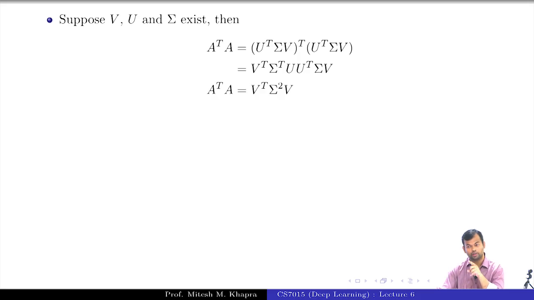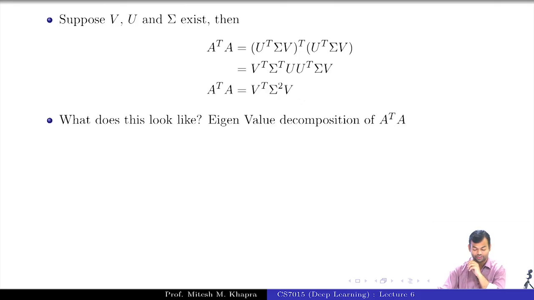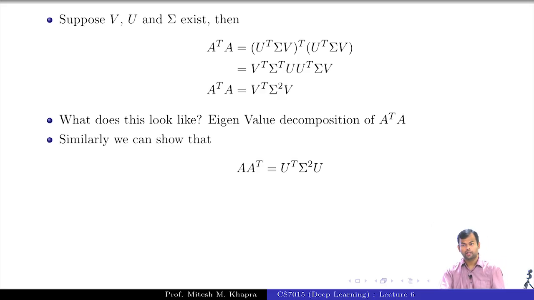So now can you tell me what U would be? Okay, fine. So this looks like the eigenvalue decomposition of A transpose A. Similarly, we can show that A A transpose is equal to U sigma square U transpose. Okay. So then U is the set of eigenvectors of A A transpose, right?